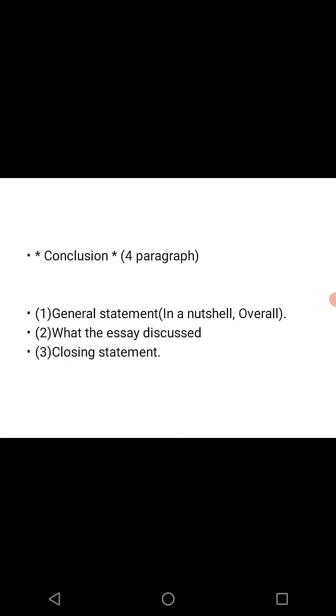And fourth paragraph is the conclusion. In this conclusion paragraph, we write 3 sentences. First sentence is a general statement. In this sentence, you can start with in a nutshell and overall. And second sentence is what the essay discussed, and third sentence is the closing statement.